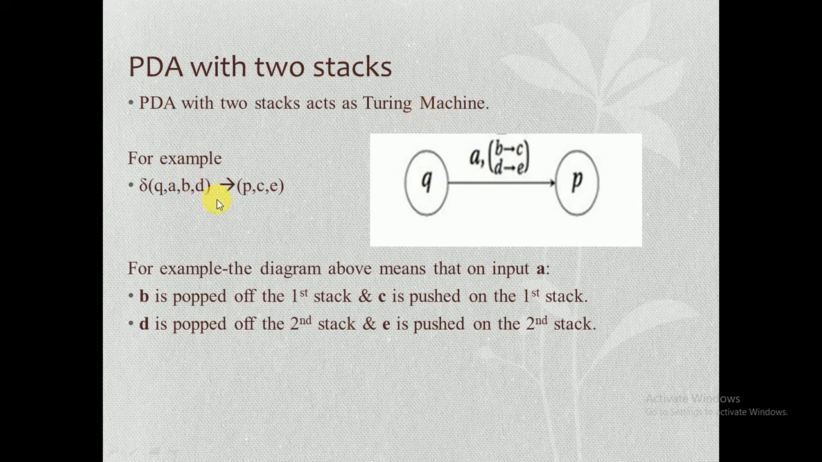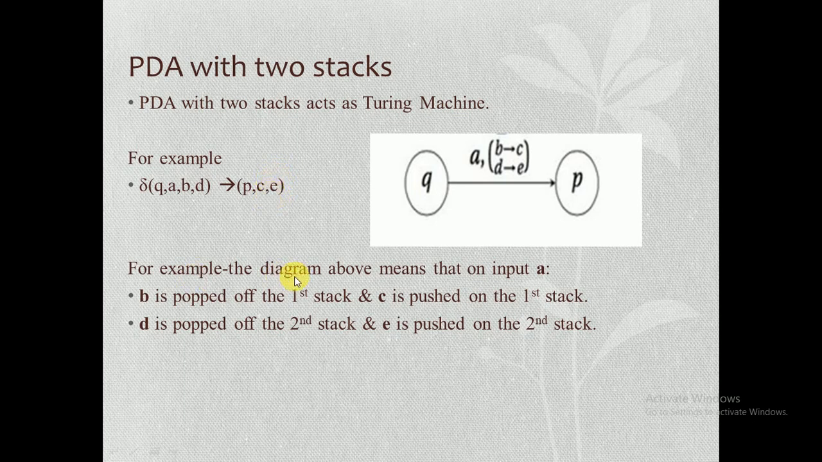So an example of the PDA with 2 stacks is q, a, b, d. So here this is the old state, or you can say the present state, that is q. This is the input symbol, that is a. This is the old topmost symbol of the first stack. This is the topmost symbol of the second stack, right? So this p is the new state, c is the new symbol of the first stack which is pushed, and e is the new symbol of the second stack which is pushed onto the second stack.